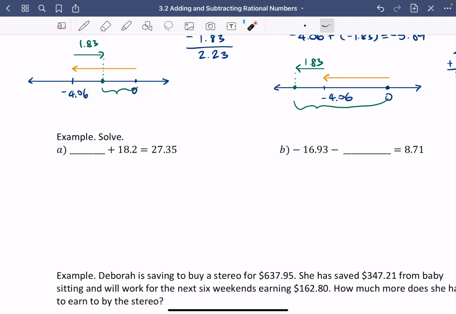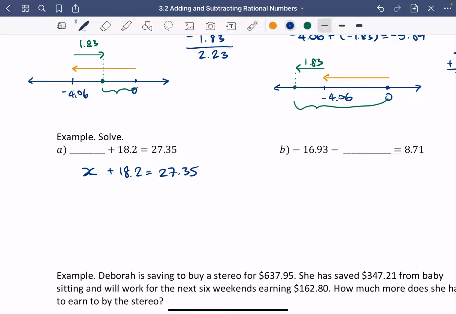Okay, next example. Solve the blank. So since you guys have learned algebra last year, let's just use x to represent the blank. So let's rewrite the equation. Okay, and so to solve for x, or solve for the blank, I'll need to remove this plus 18.2. Okay, that's to isolate x. To isolate x, I'll need to remove this plus 18.2.